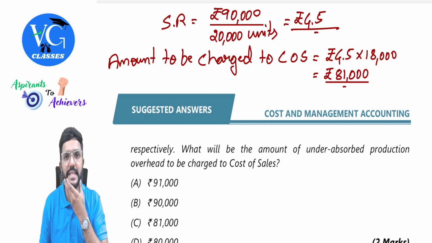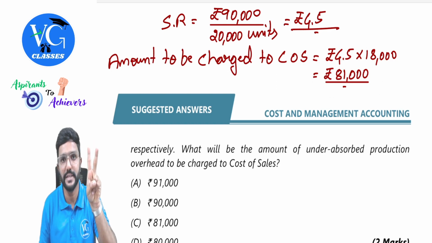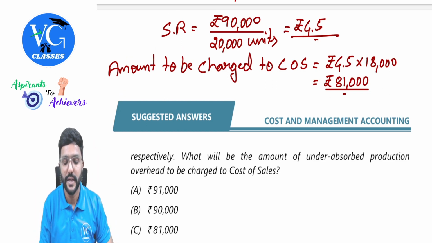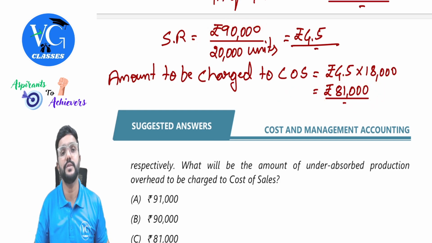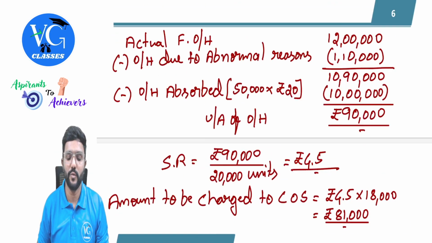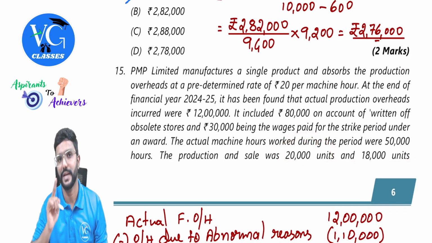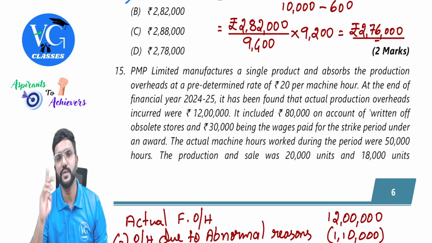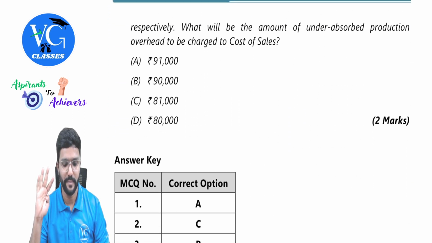Sir, what about the remaining 9,000? Remaining 9,000 is for the 2,000 units, which is closing stock, guys. So 9,000, that is 90,000 minus 81,000. Remaining 9,000, we have to charge it to the cost of closing stock. Why so? Because out of 20,000 units produced, only 18,000 units are sold. That means the remaining 2,000 will be lying as closing stock. Hope you guys got it. Clear? Anyway, that is not asked in the question, but I just explained for your better understanding.